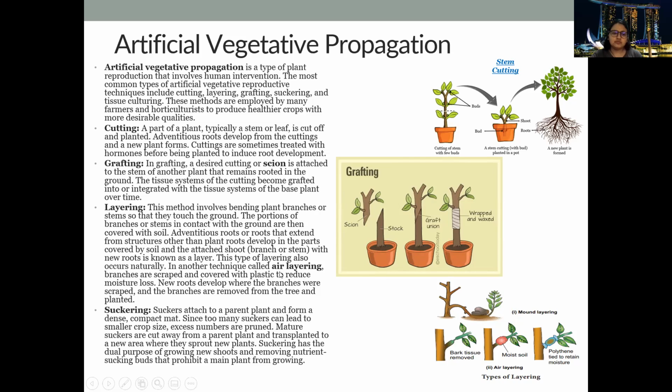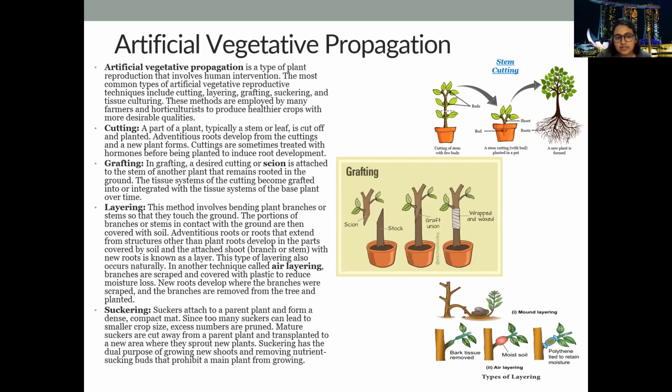And then we learn about suckering. Suckers are attached to a parent plant and form a dense compact mat, okay. Since too many suckers can lead to smaller crop size, excess numbers are pruned, okay. When it becomes very excessive, some are cut. Mature suckers are cut away from the parent plant and transplanted to a new area where they sprout new plants, okay.